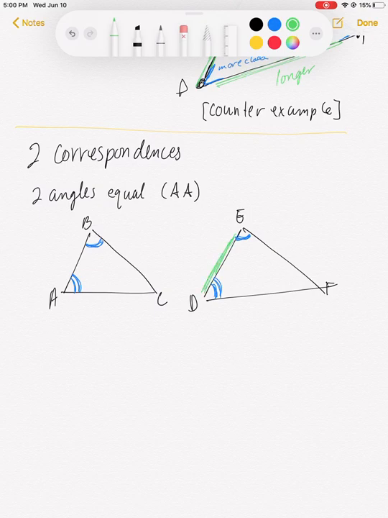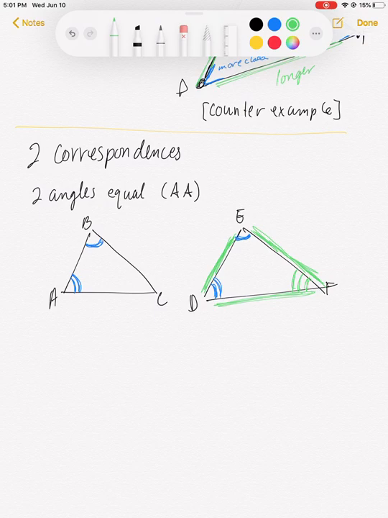I'm going to try to vary angle DEF into a different triangle, but maintaining these two angles the same. And if I can, then that means that I've constructed a counterexample, and two angles is not enough correspondences to force all the four other correspondences to be the same, and thus have two congruent triangles. So I've drawn in green all the things I can vary.